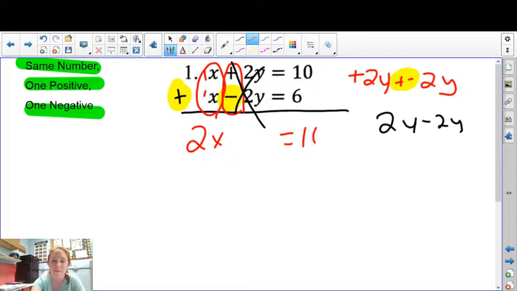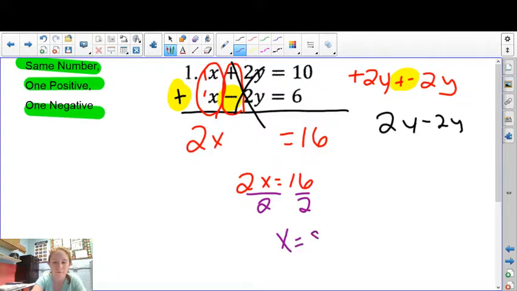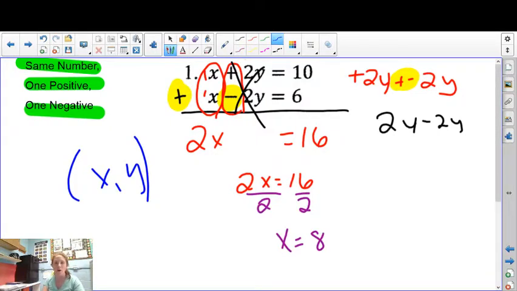10 plus 6 gives me 16. Now I have a simple one-step equation to solve. How do I get x by itself? We simply divide by 2. So x is equal to 8. Yesterday we had solution points in terms of an x and a y because we graphed them. Well, the same idea: I need my y value now.